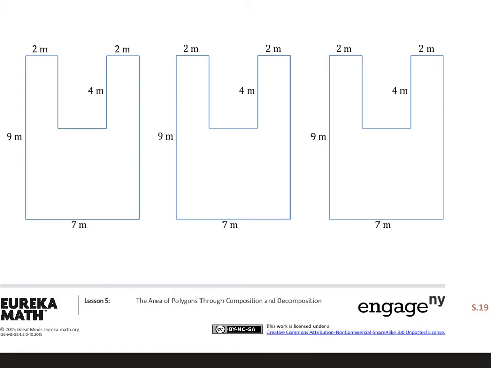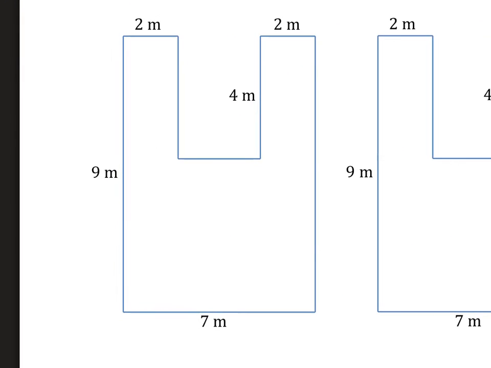Let's get to it. All right, so Lesson 5 is all about combining what we already know about area into finding the area of composite figures, or figures made up of many shapes. So when you look at these three identical shapes, how can we cut them into smaller, easy to find the area of shapes? So the first one we can do by cutting horizontally.